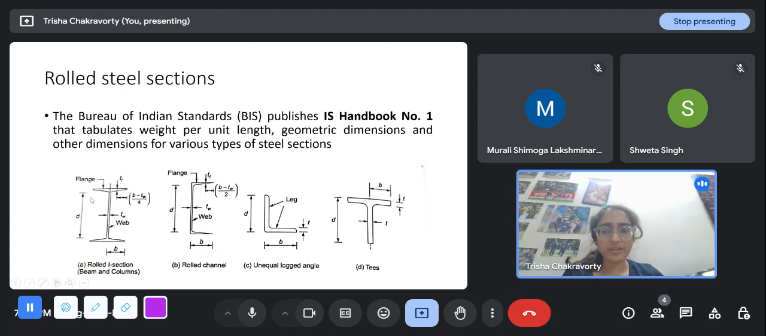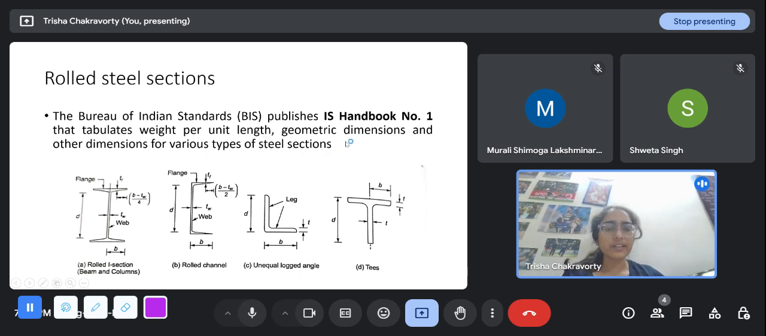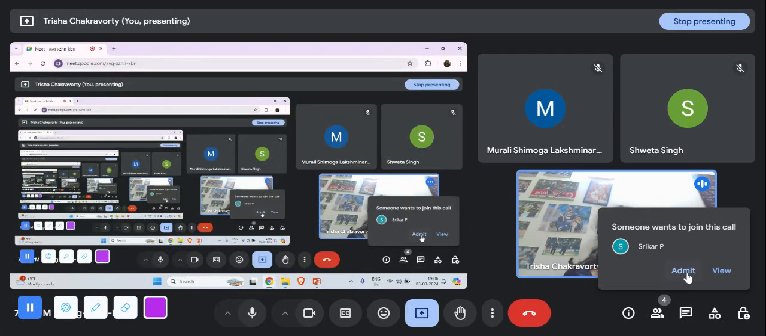For I sections, it is this depth, and corresponding to each section, they have tabulated all the physical properties. For example, weight per unit length, moment of inertia, the geometric dimensions, of course, that defines it uniquely. In that handbook, every section is defined uniquely, along with several other dimensions and properties, and those are the ones that are ready, processed, produced in factories, and used ready-made, unlike what we do in concrete.